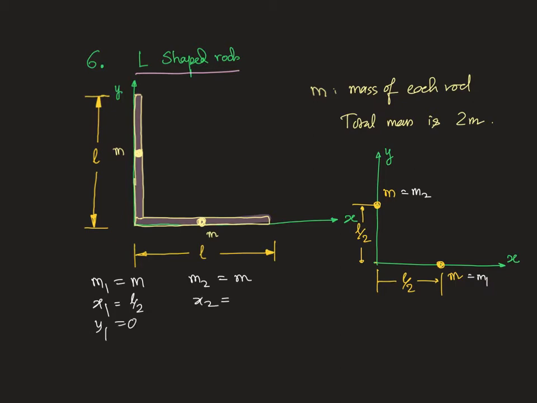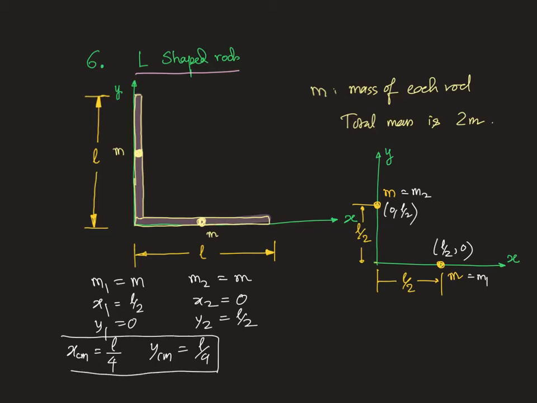So here x2 is 0 and y2 is L by 2, because these are the coordinates. So L by 2, 0, this is 0 comma L by 2. So xcm is m1 x1 plus m2 x2 by m1 plus m2. That comes out to be L by 4. Similarly, ycm is also equal to L by 4. Okay, so these are the coordinates of the center of mass for the L-shaped rod.